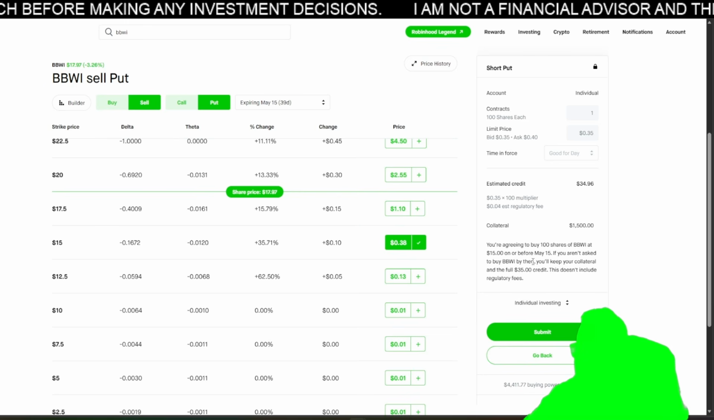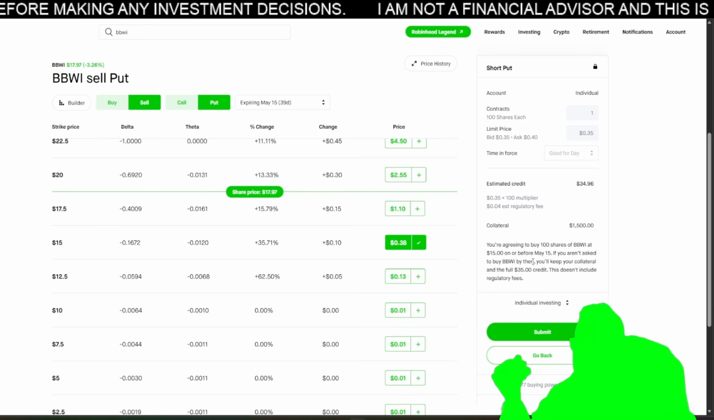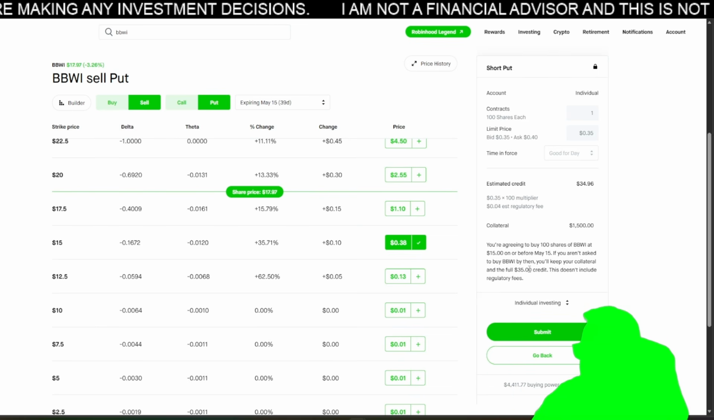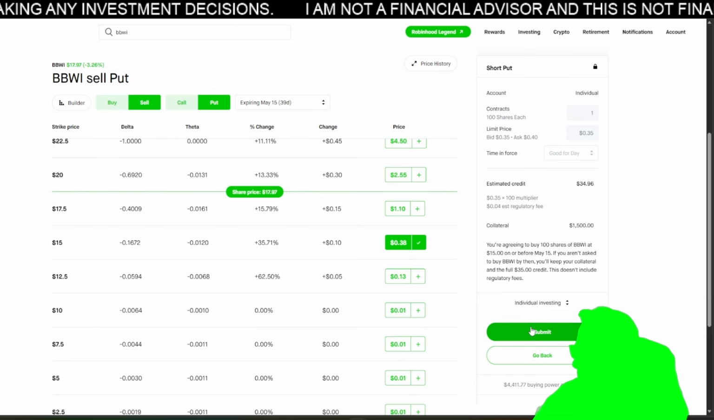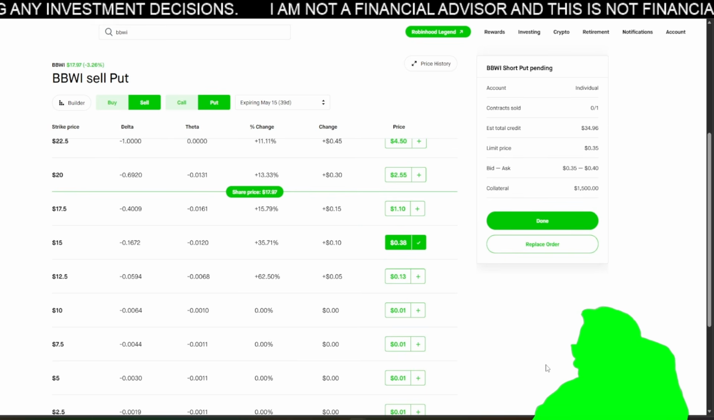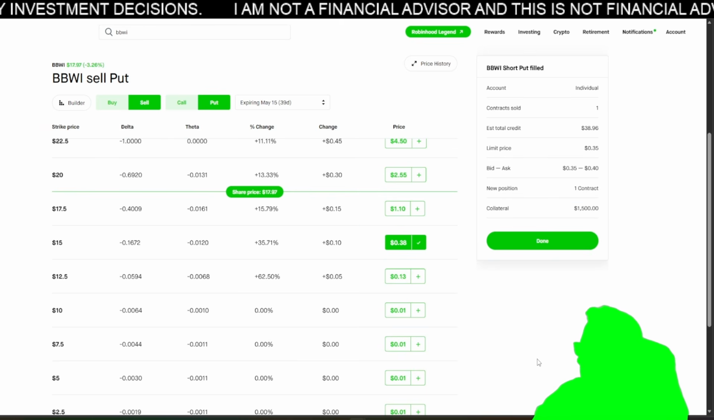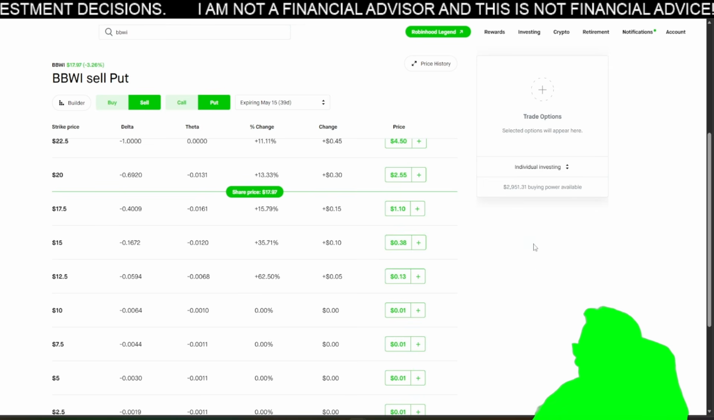So that's really, really nice. And again, you don't have to wait till expiration. You can close these out whenever you want. It is not like you are forced to at a certain point. So we're going to get filled here probably at 35, it looks like. So maybe we got filled at 38.